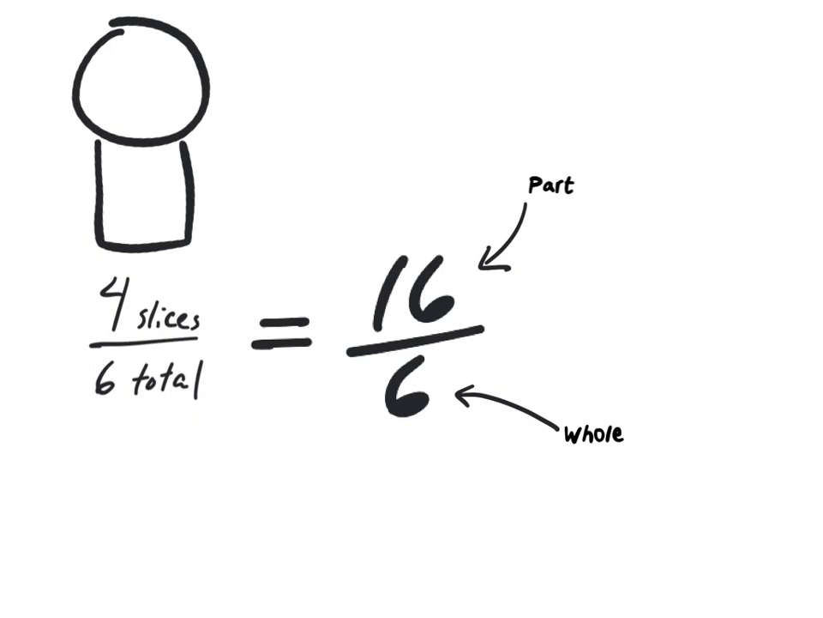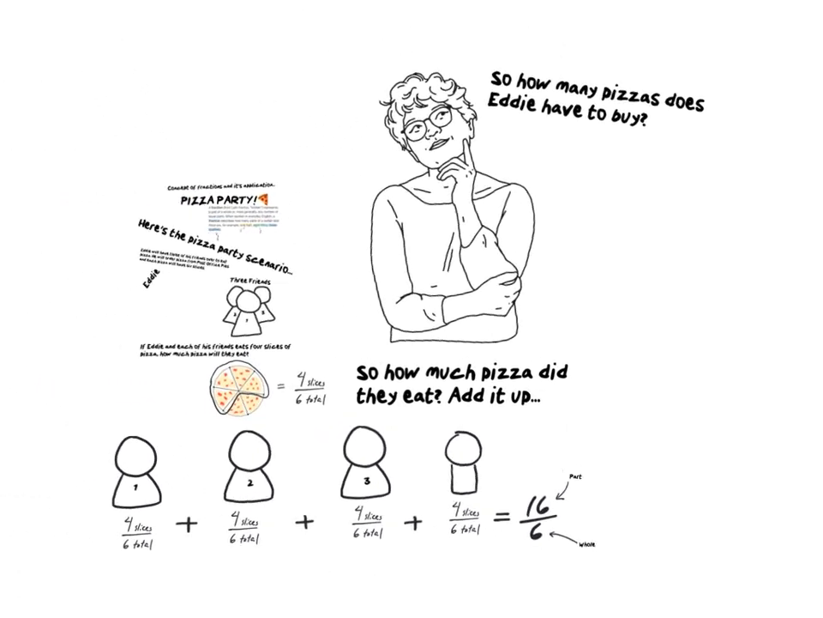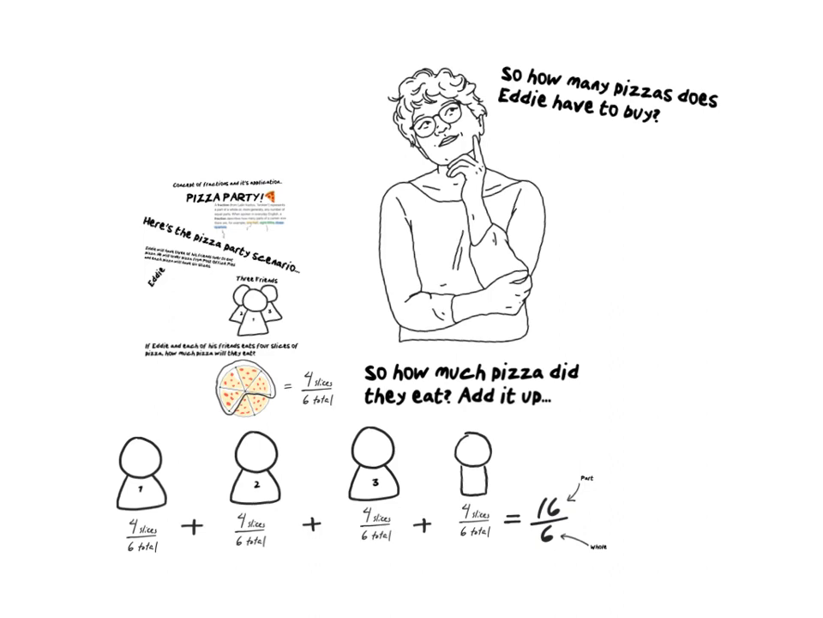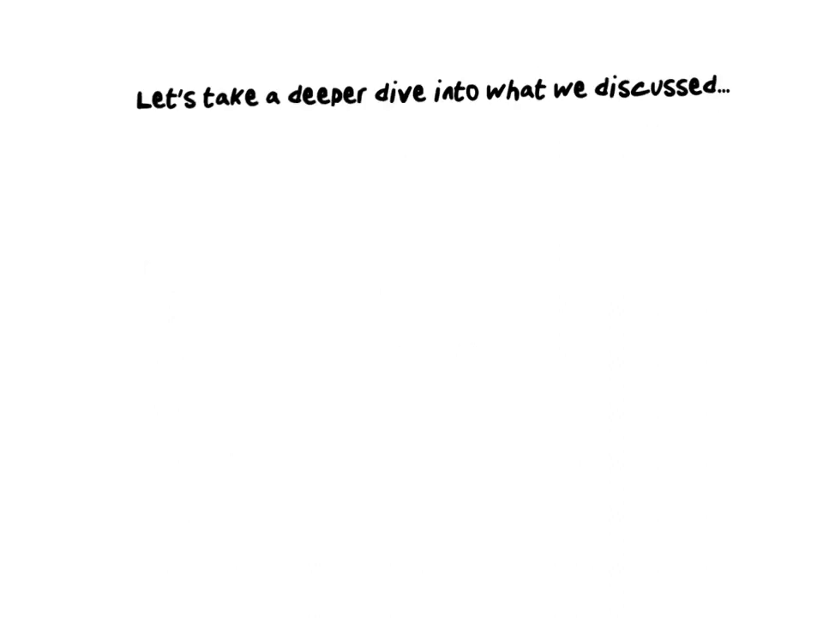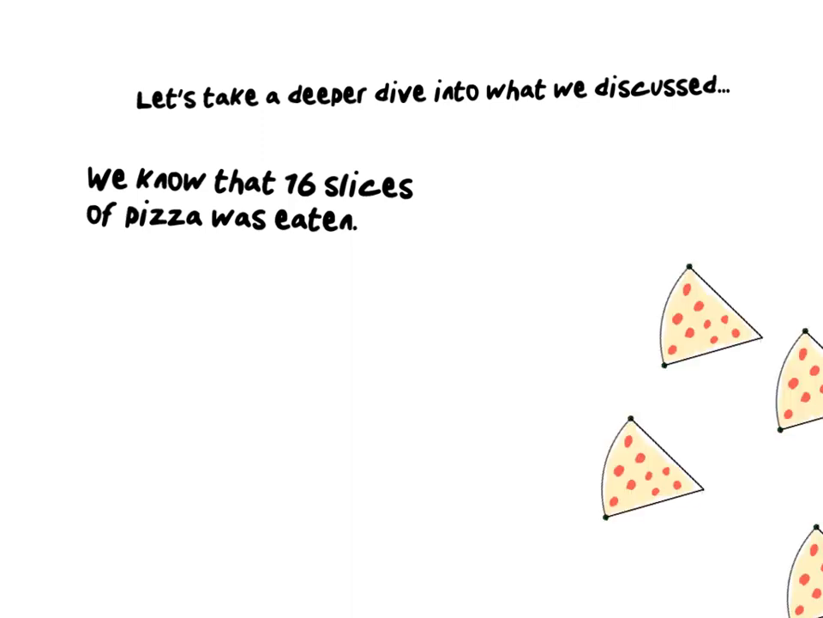And this leads to a very interesting question. So how many pizzas does Eddie have to buy? And how much will he have left over? So let's take a deeper dive into what we discussed. So this may be the easiest part to figure. We know that 16 slices of pizza was eaten. So how many pizzas does that represent?